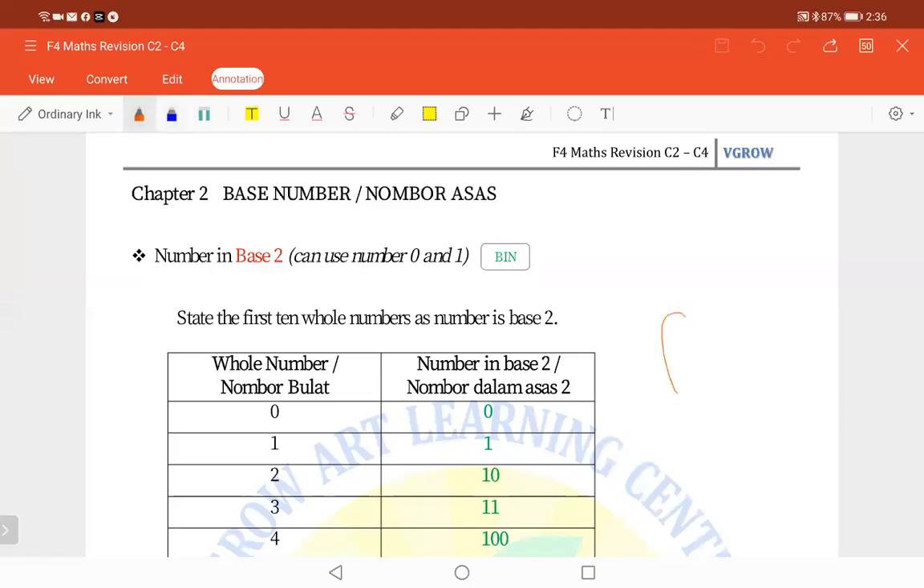So what does it mean by base 2? It means it's just like you have 2 fingers. Too big already, my finger. Too fat. Like the ET, 2 fingers.